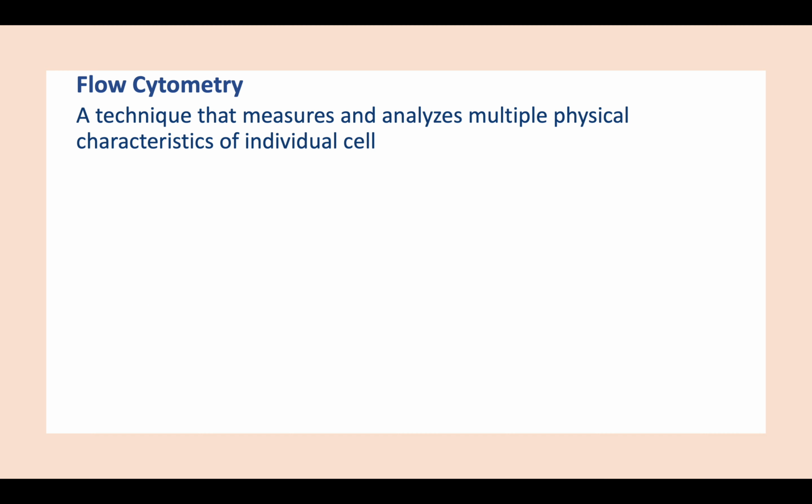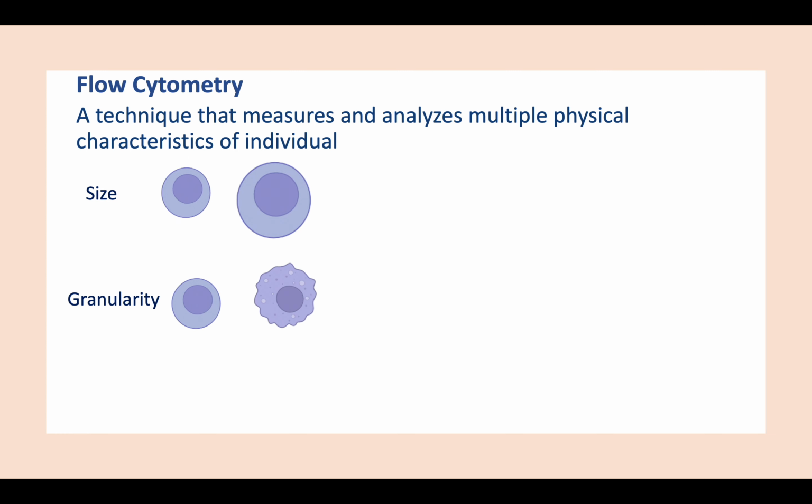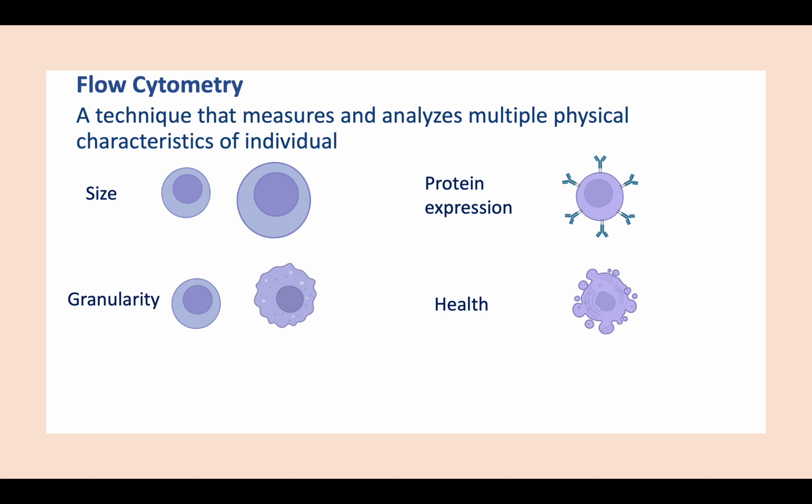Today we're going to talk about flow cytometry. Well, flow cytometry is a powerful technology that can simultaneously measure and then analyze multiple physical characteristics of single cells. Some of these properties that can be measured by this process include cell size, granularity or the complexity of your cells, cell count, protein expression, health of our cells, as well as the cell cycle stage.